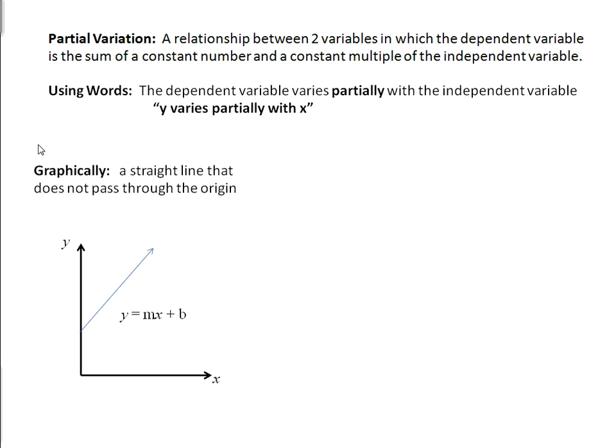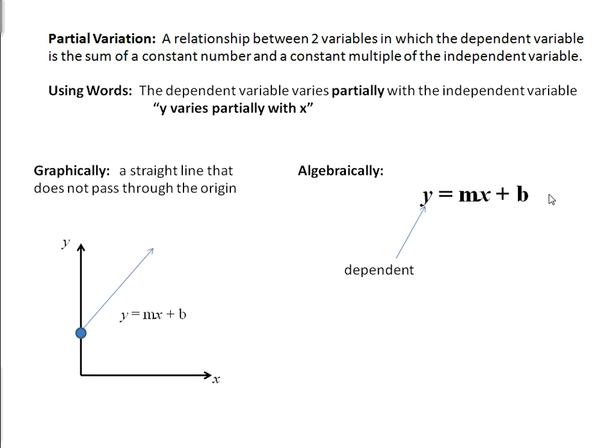Graphically, when comparing to direct variation, we still have a straight line, but our straight line does not pass through the origin. It passes through some other point along the y-axis. Algebraically, we have the equation y equals mx plus b. So y equals mx, very similar to the direct variation. The only additional part we have here is the added on initial value or fixed rate.